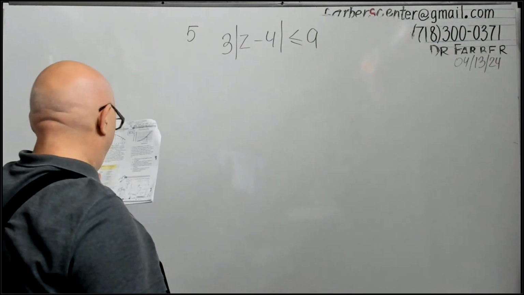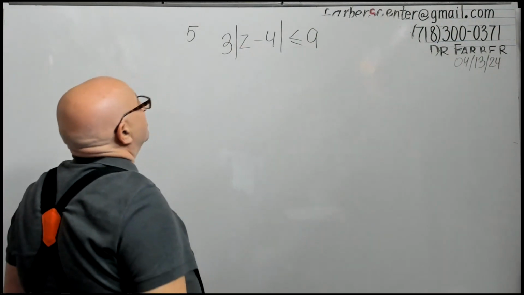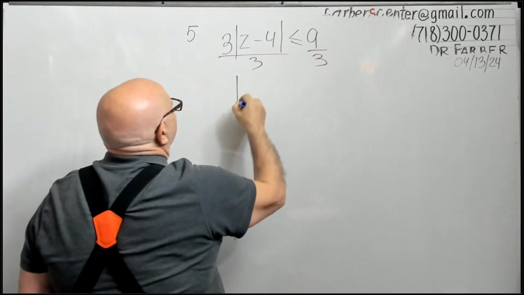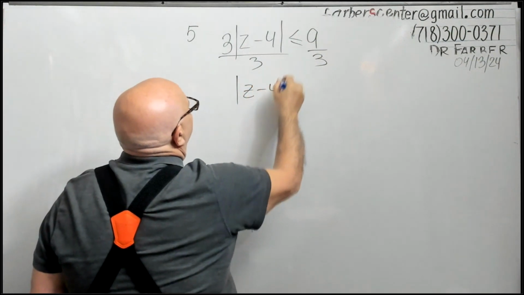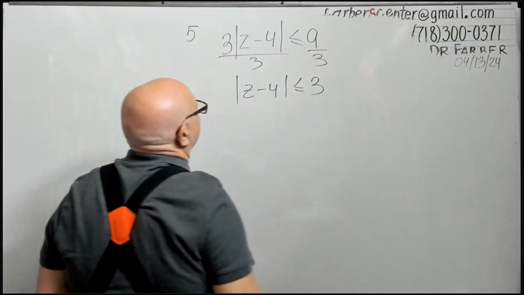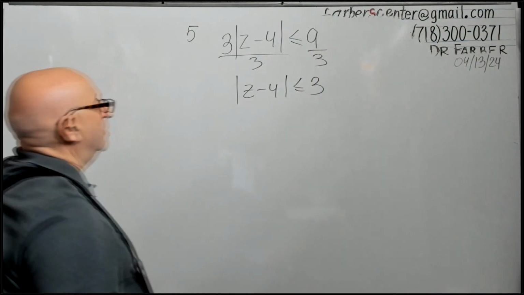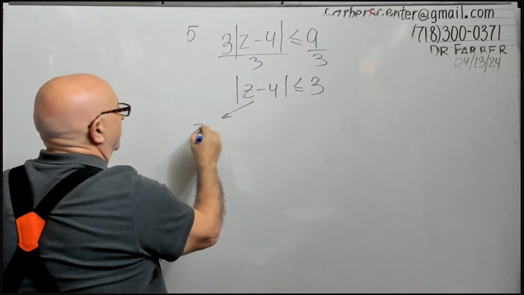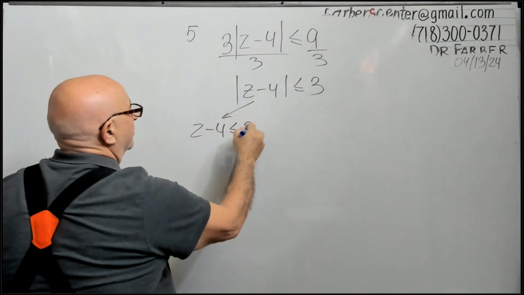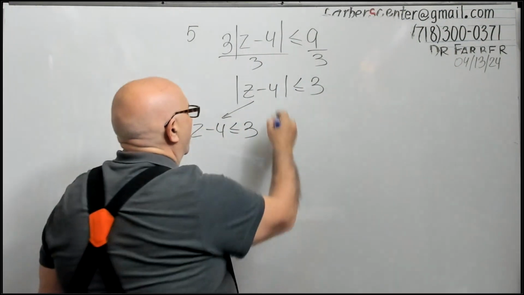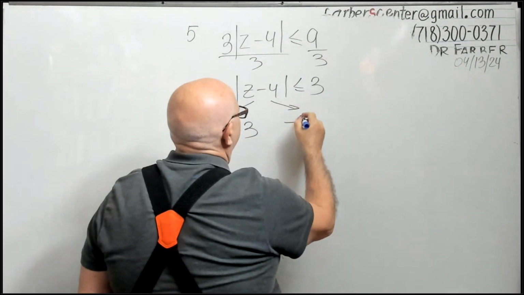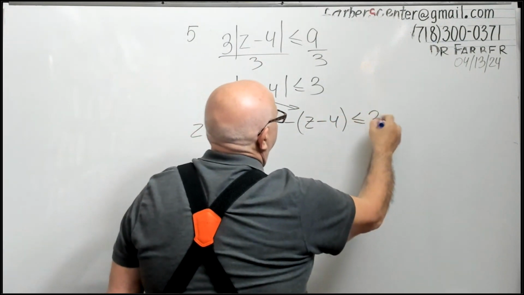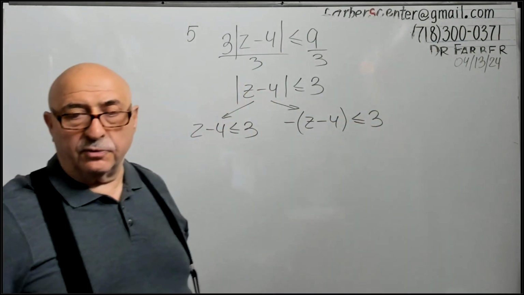This is 3 and 3. If I divide both parts by 3 and simplify, I get the absolute value of z minus 4 less or equals to 3. By definition of absolute value, it could be z minus 4 less or equal to 3, or negative (z minus 4) less or equal to 3. Always like a dragon with two heads. So far so good.